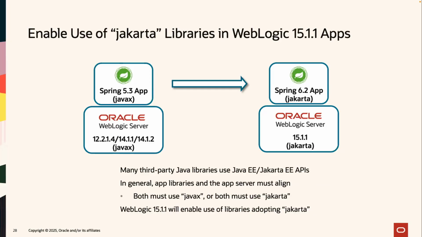When building applications in general, the libraries you use in your application must match the libraries provided within the application server. So both must use javax or both must use jakarta. WebLogic 15 and Spring 5.3 used javax APIs. The latest version of Spring, 6.2, uses Jakarta APIs. WebLogic 15.1.1 will enable use of Spring 6.2 and its use of Jakarta libraries.